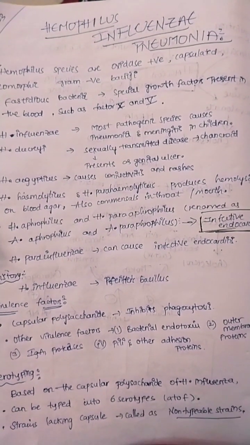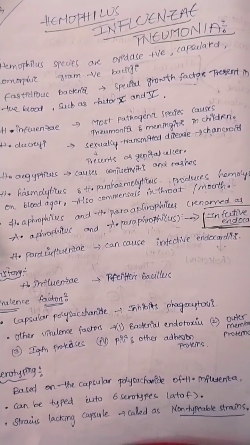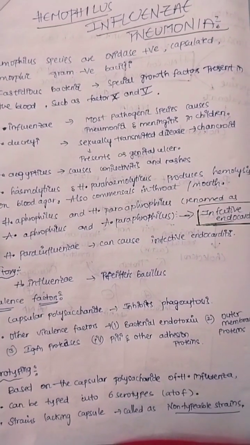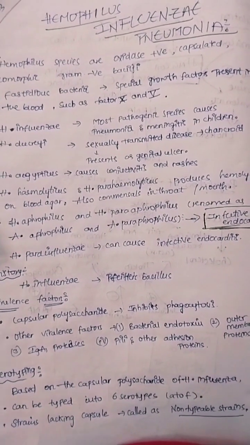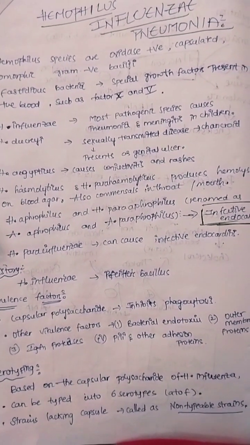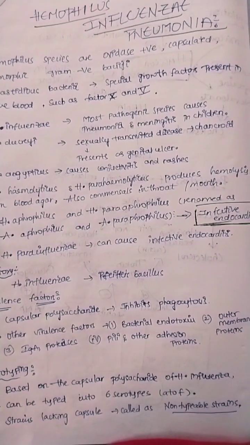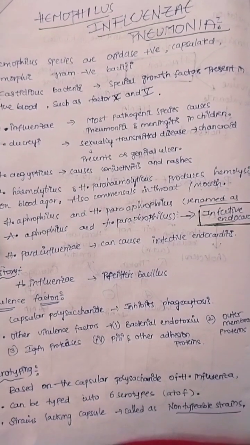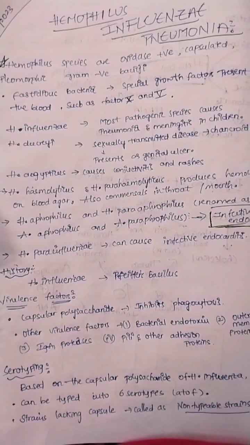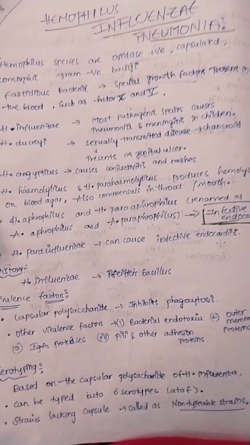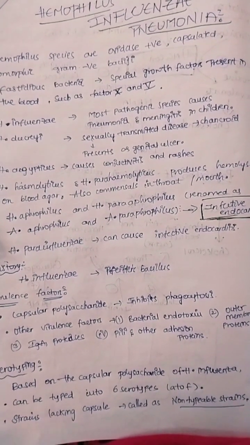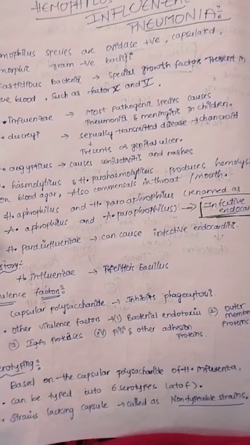They are also present as commensals in the throat or mouth. Hemophilus aphrophilus and Hemophilus paraphrophilus have been renamed Aggregatibacter aphrophilus and Aggregatibacter paraphrophilus. These cause infective endocarditis. Hemophilus parainfluenzae can also cause infective endocarditis. History: Hemophilus influenzae is also known as Pfeiffer's bacillus, because it was discovered by Pfeiffer.